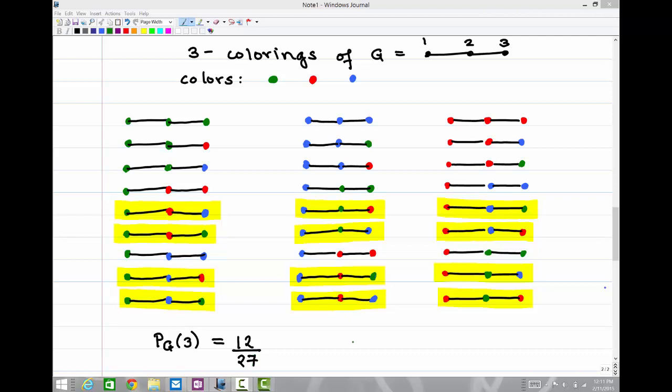In fact, it is easy to see that for this graph, P sub G of Q equals Q times (Q minus 1) squared over Q cubed. Because Q times (Q minus 1) squared is the number of proper Q colorings of this graph, and Q cubed is the total number of possible Q colorings of the graph. Note that this probability increases as a function of Q.